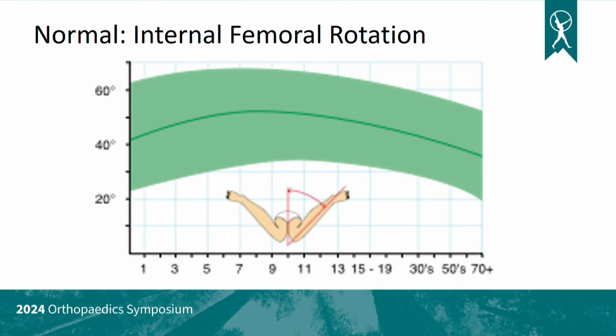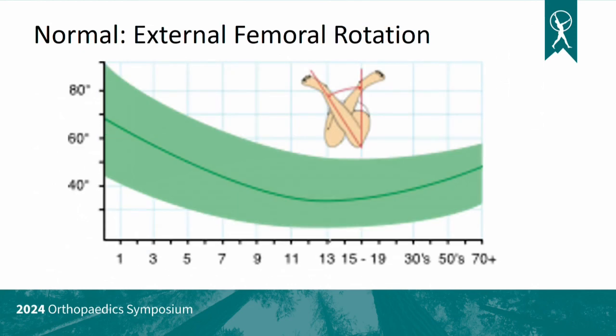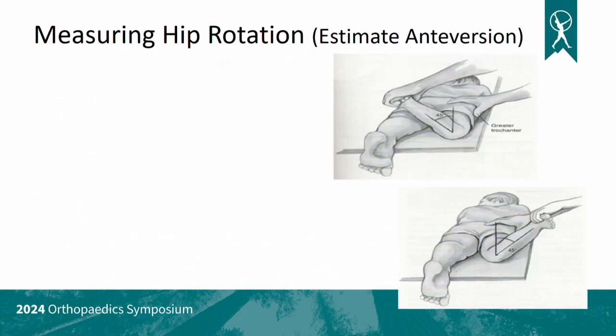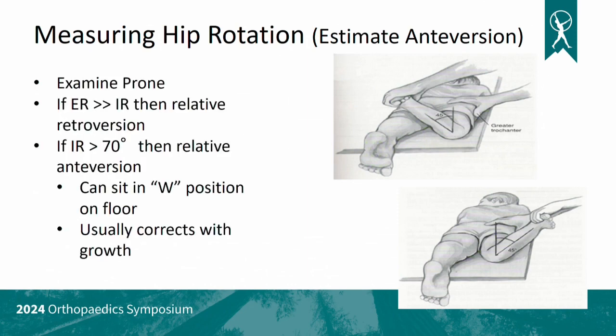With external rotation, you're basically crossing their legs over and seeing how far their legs go. What's the external rotation of their hip? Most kids, a normal hip would externally rotate more than it will internally rotate. This is a better picture of it: the one on the top is looking at external rotation, and the one on the bottom is looking at internal rotation. If you internally rotate more than 70 degrees, we consider that to be probably anteversion.